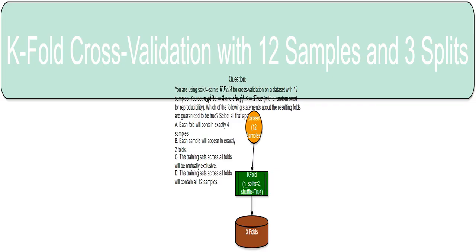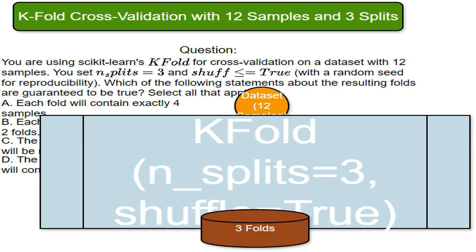I'm using KFold cross-validation, a technique to evaluate machine learning models. I have 12 data samples and I'll split them into 3 different groups, folds, for training and testing. The K in KFold refers to the number of folds, which is 3 in this case. I'm using Sklearn's KFold function.